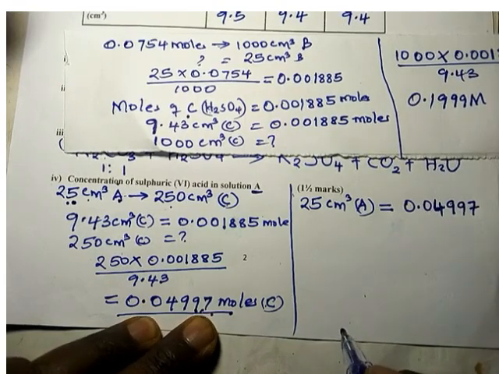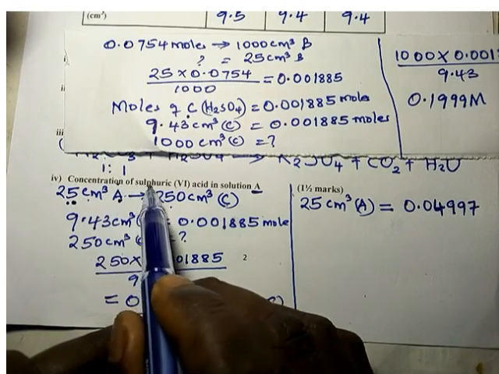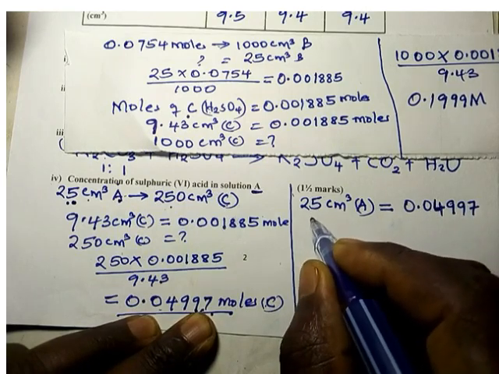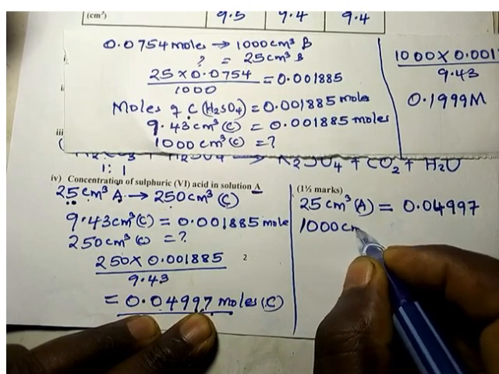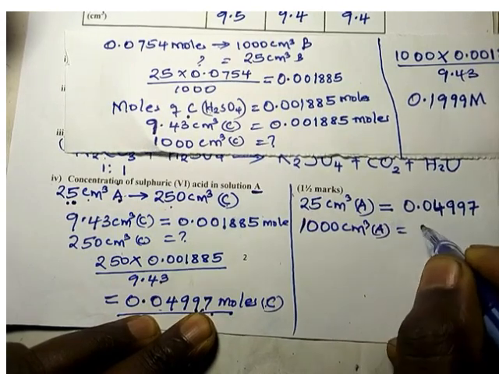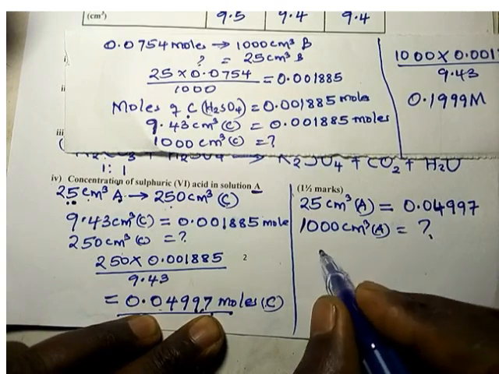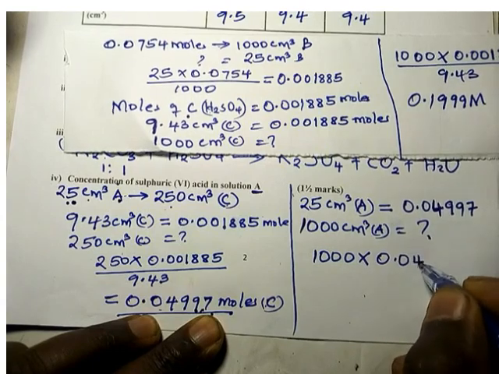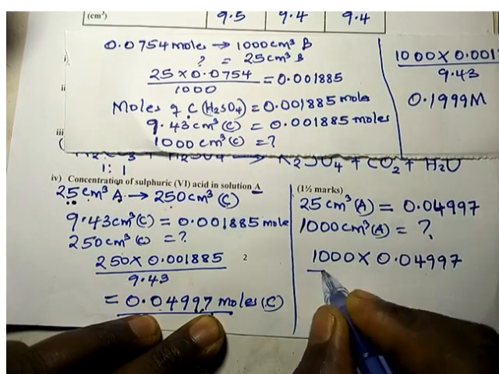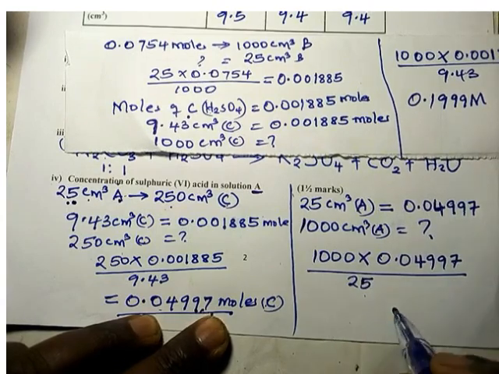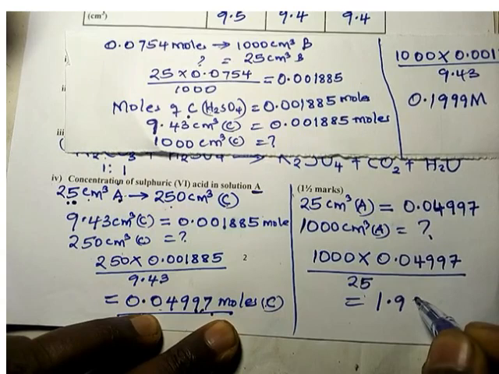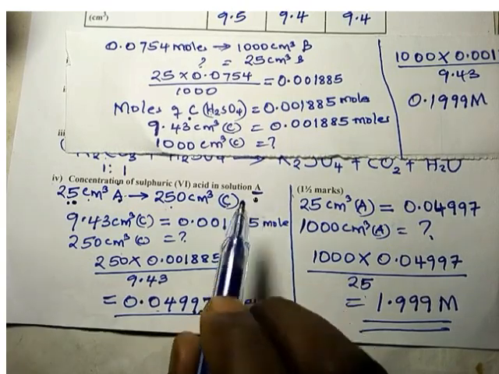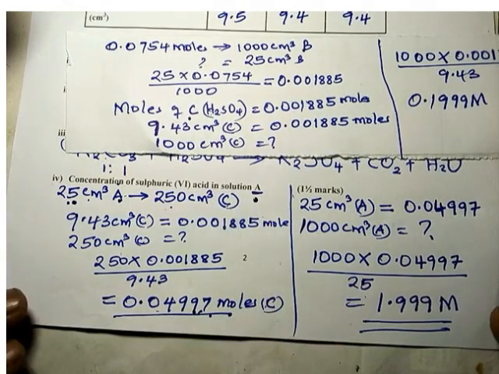That is 0.04997 moles. So concentration in moles per liter is the number of moles in a liter, in a thousand. So we will ask, if 25 centimeters cubed of A contains this, then a thousand, a liter, will contain how many moles? So we will have 1,000 times 0.04997, divided by 25. And this gives us 1.999 moles. This is the molality of solution A, the original sulfuric acid.